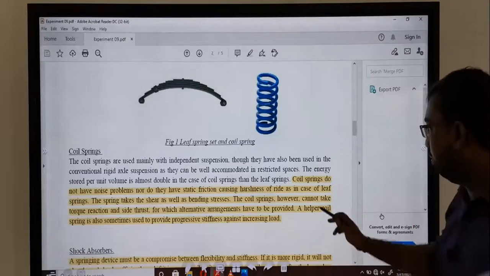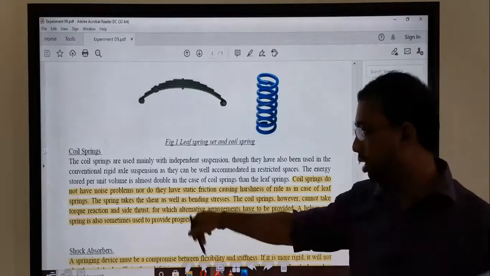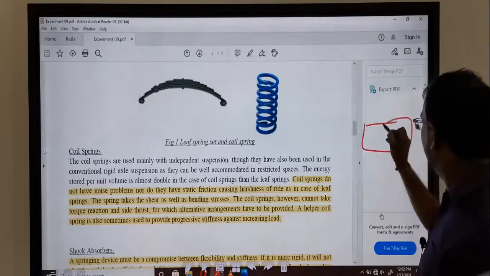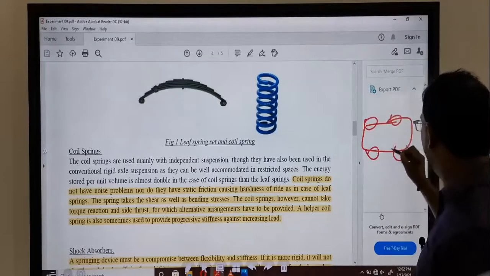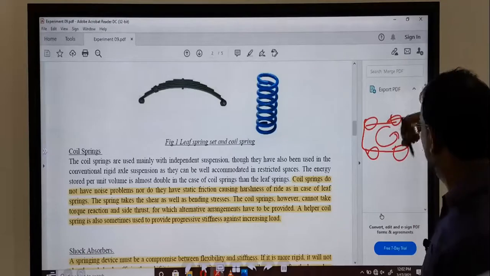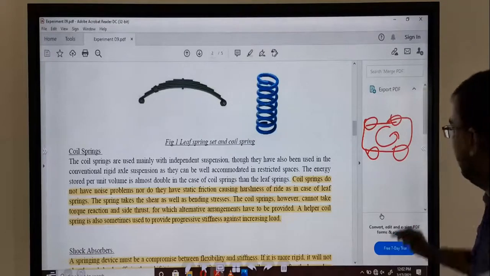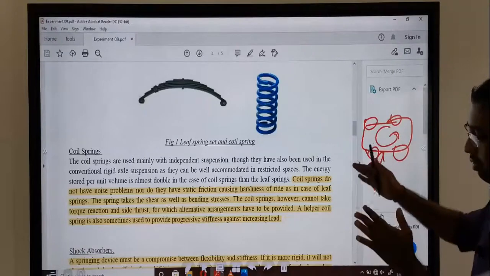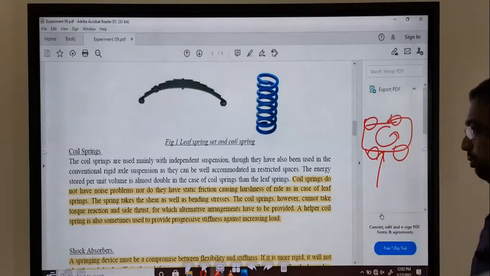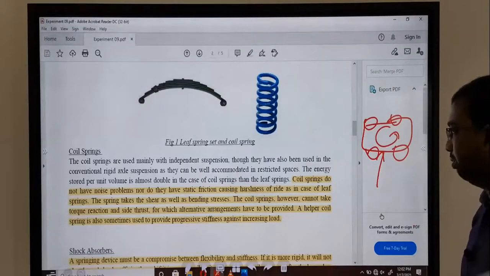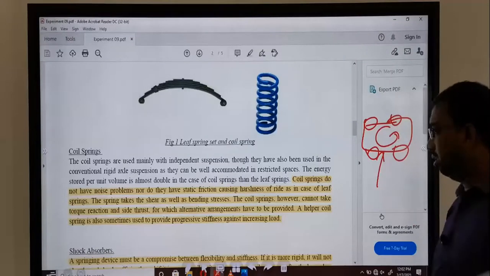However, it cannot take the torque reaction or side thrust. Torque reaction I already told. Here is a vehicle. Torque means it is upset, like this, the vehicle rotates itself. Or the side thrust, I said, the sideways movement. So an alternative arrangement has to be provided. I think you noticed.